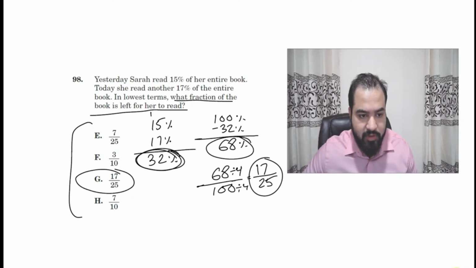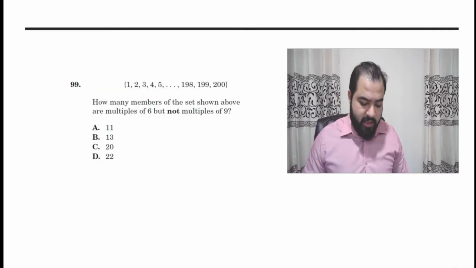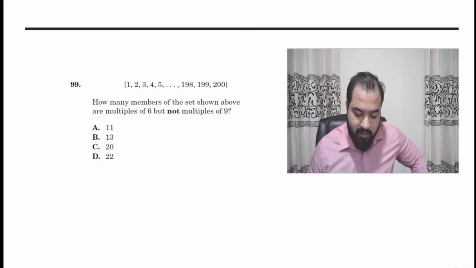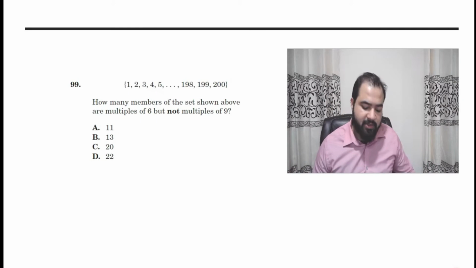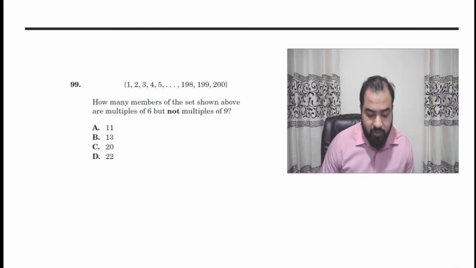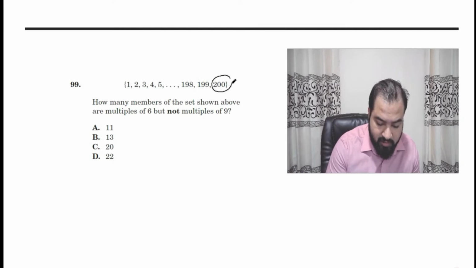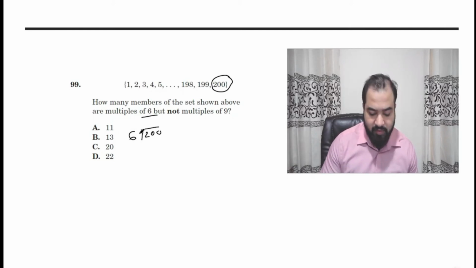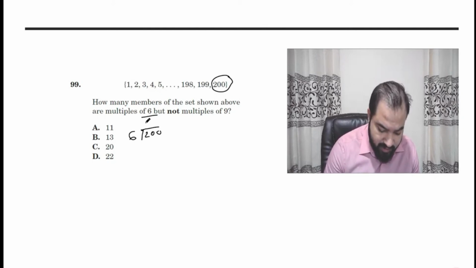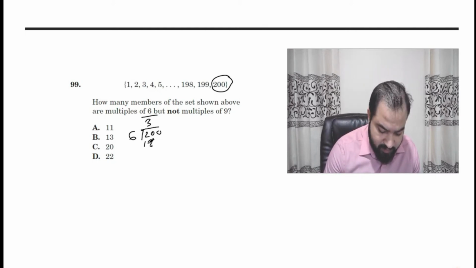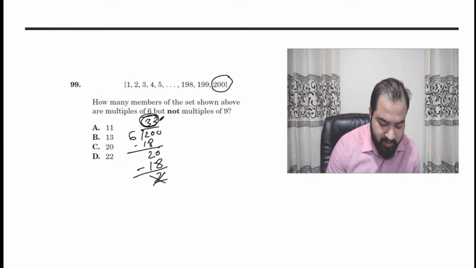Now let's do question number 99. Question 99 says how many members of the set above are multiples of 6 but not multiples of 9? I'm going to show you a shortcut. You see it started from 1, so the last number is 200. If I just divide 200 by 6, that gives me how many multiples of 6 we have up to 200. So 6 goes into 20 3 times, that's 18. Then 6 goes into 20 again 3 times, 18. We have a remainder of 2, we don't care about the remainder. So there are a total of 33 multiples of 6.